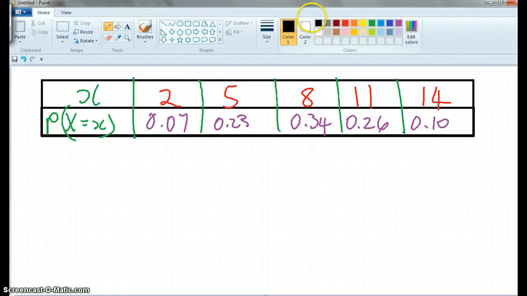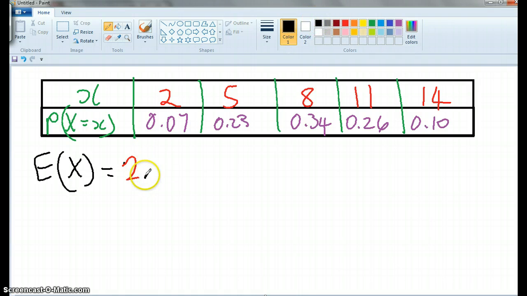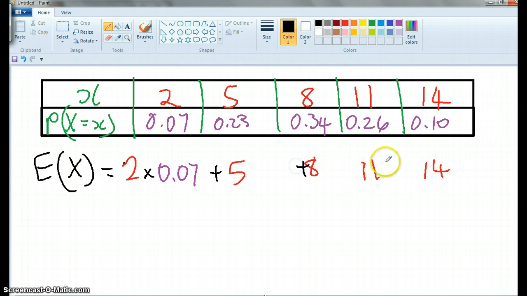So first thing we're going to work out is the expected value of x. To do that, we go 2 times the probability of that happening, 0.07, plus 5, and I'm just going to put the 8, the 11 and the 14 there, and my pluses, and times by 0.23, times by 0.34.